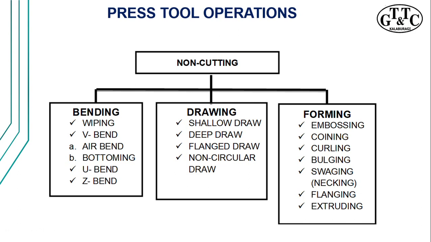And then non-circular draws are very important because at the corner side the metal flow is restricted because of the smaller area, whereas in the straight area the metal flow is very fast. So we have to balance the speed of the metal flow in these two areas. And then we have a reverse drawing tool also. And then in forming we find embossing, coining, curling, bulging, swaging, necking, flanging, and then extruding. These are some of the non-cutting operations for your information in depth.